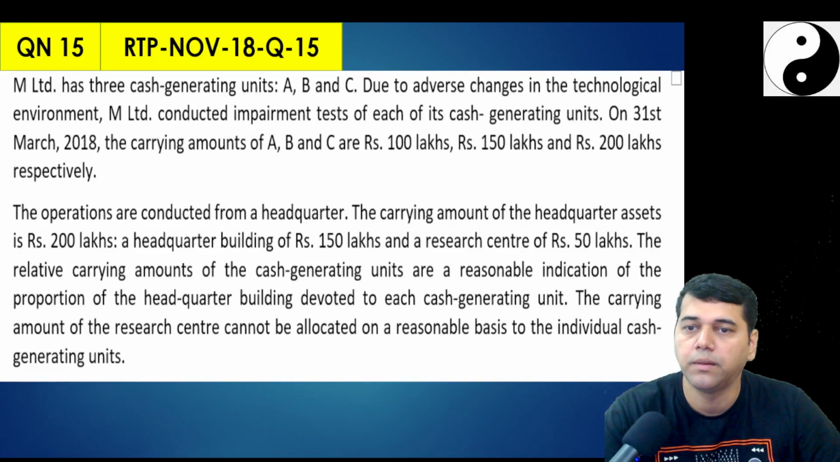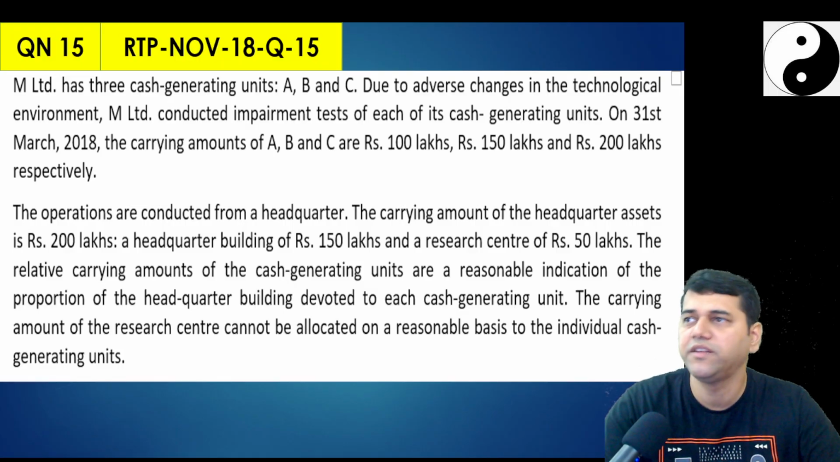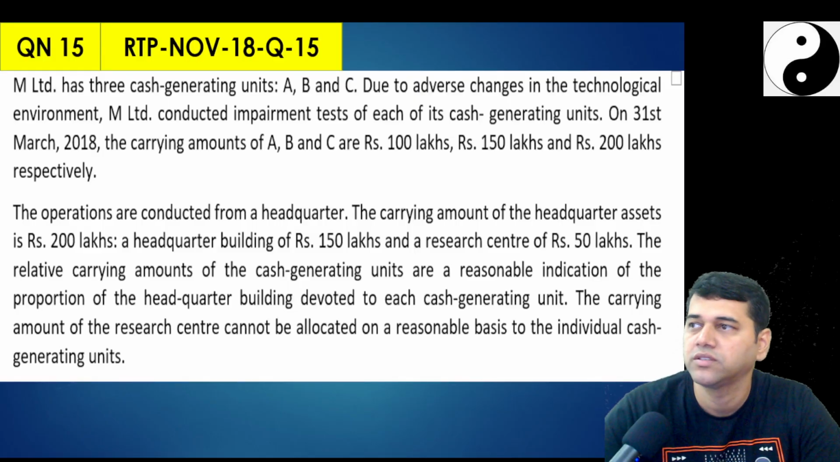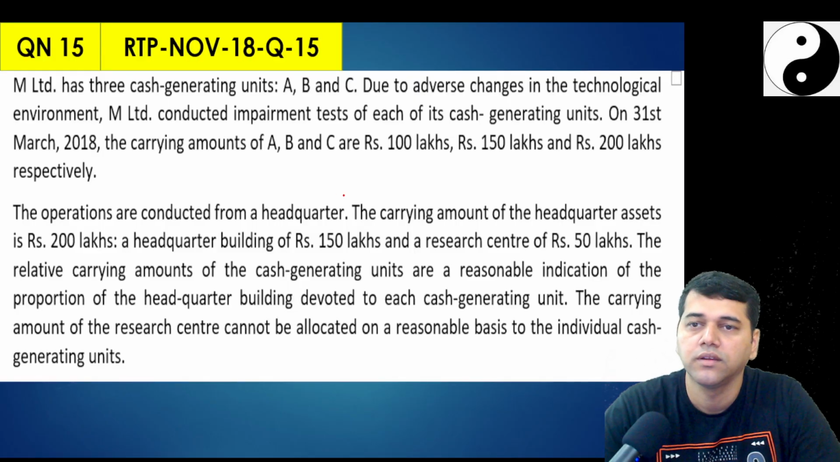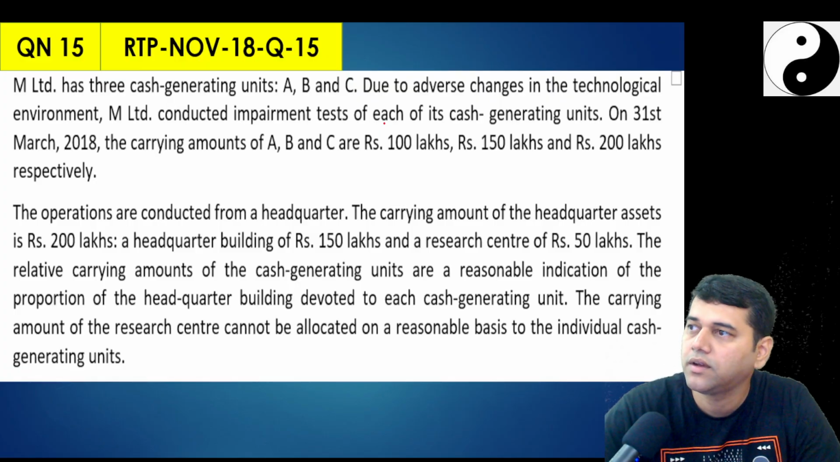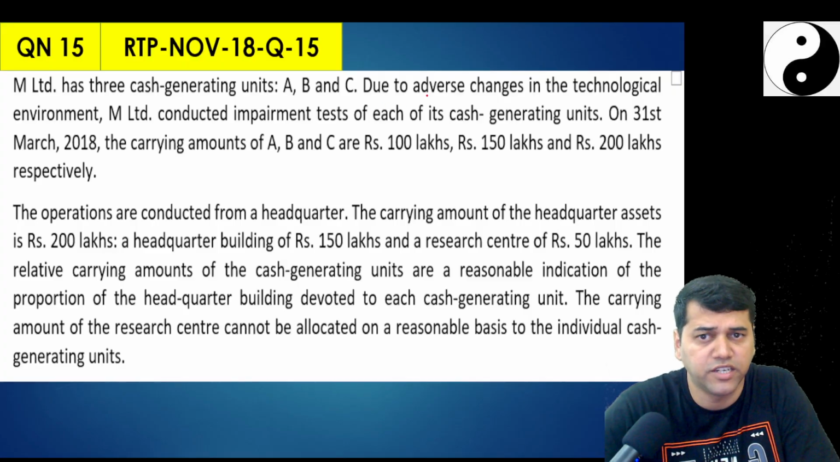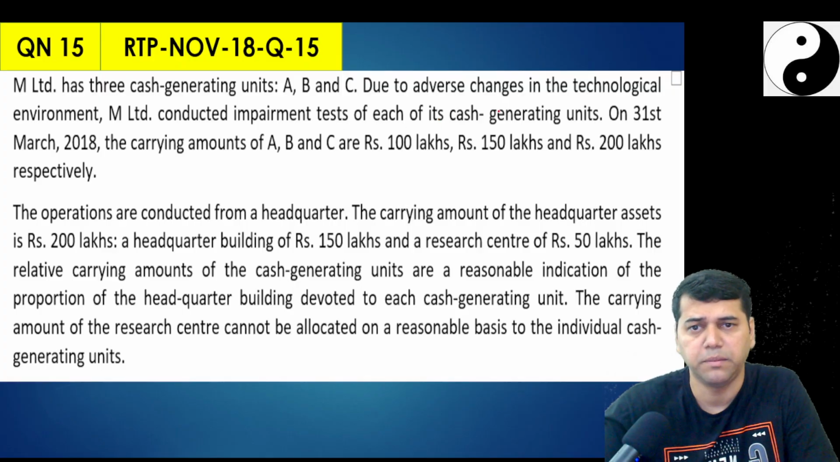So now we will compare the answers. Was there any difference here in this question? Any catch? What was the catch? Nothing. Okay, we'll see. There are cash generating units. This is an impairment to be tested.